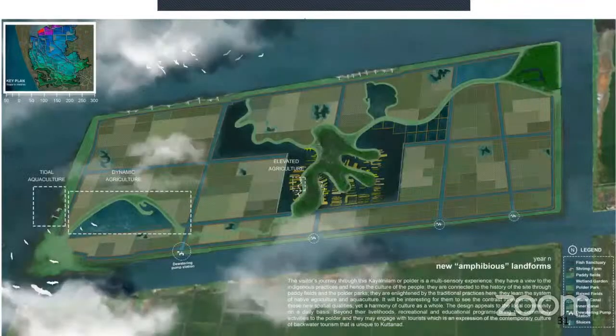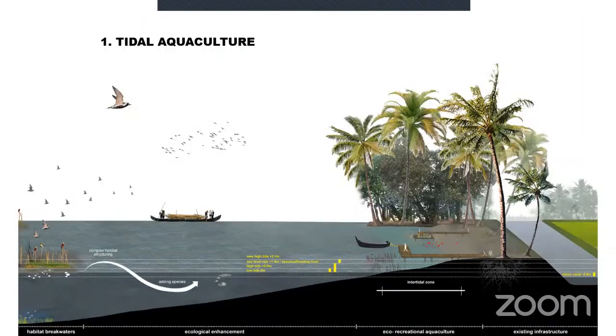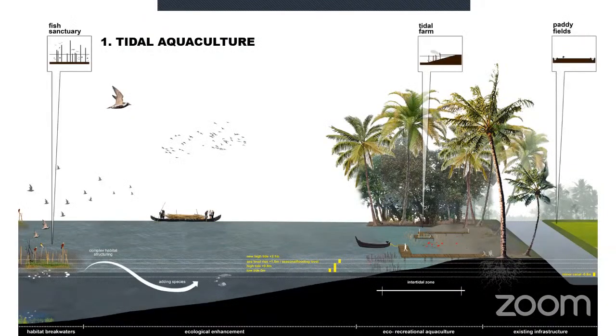But it's not just making space for water, it is giving meaning to the people as well. So then I looked at three different programs which the new amphibious polder could offer, that is tidal aquaculture, dynamic agriculture, and elevated agriculture. And I would just quickly go into how this new transformation would look like. So the tidal aquaculture is like transforming the edges, which are currently hard edges, parts of them, naturalizing them, so that you could harness the tidal potential here and create tidal farms.